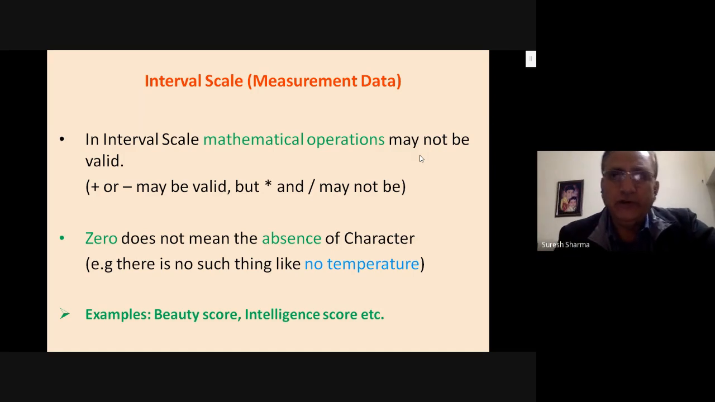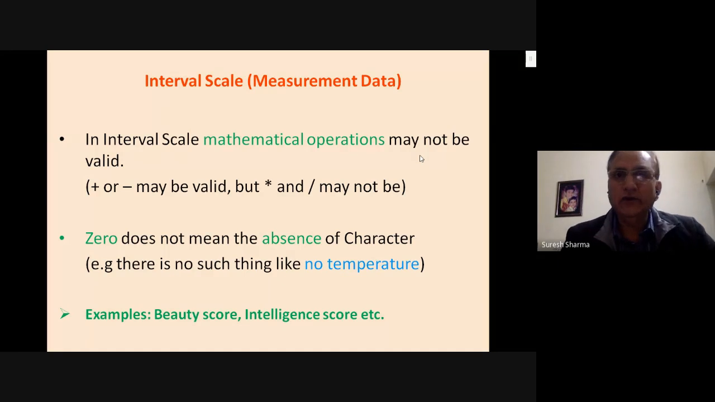Similarly, let's say some beauty contest is going on and there are judges giving score out of 10. Suppose the first person gets a score of 8 out of 10 and the second one gets a score of only 2 out of 10. If you divide 8 by 2, your answer is 4.